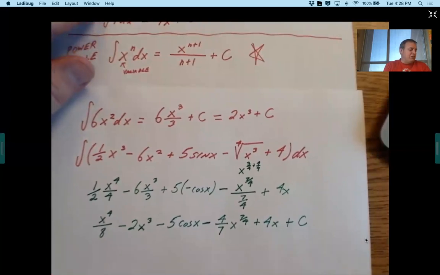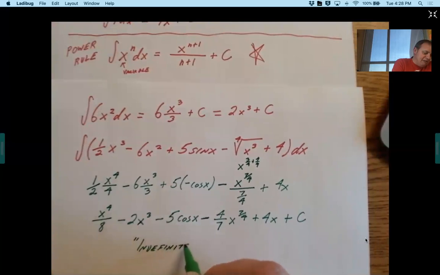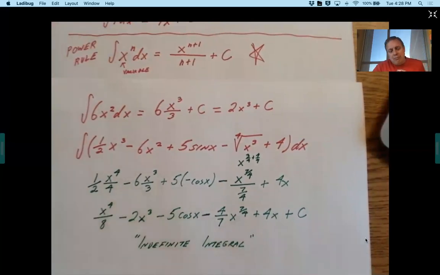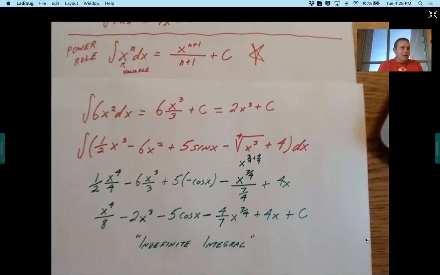Another name that we'll sometimes use is, we'll refer to this as an indefinite integral. It's indefinite because, yes, this is the antiderivative, but it doesn't represent like a number of something. It doesn't have value yet. So eventually we'll find what's known as a definite integral.